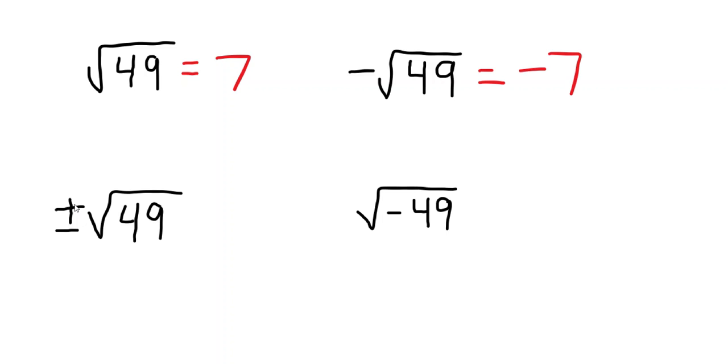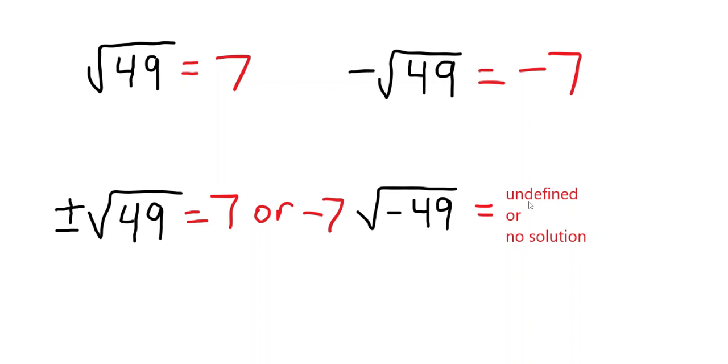And then we saw this plus or minus symbol, plus or minus square root of 49. That means they want two answers. They want the positive answer, so 7, and they want the negative answer, negative 7. And then we saw one with the negative underneath the radical. When it's underneath the radical, that means it's undefined, or there's no solution.